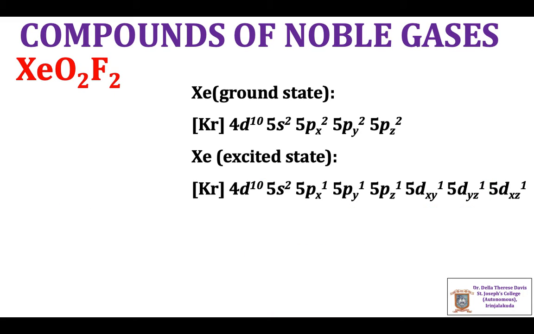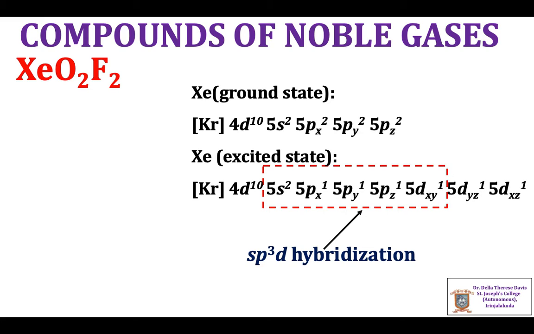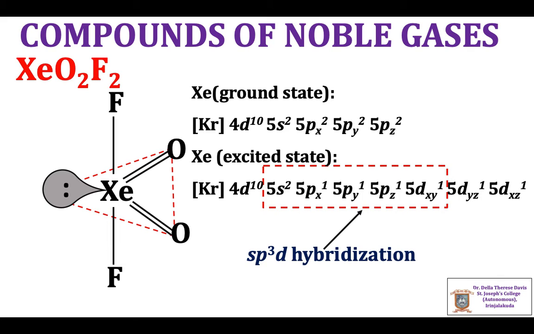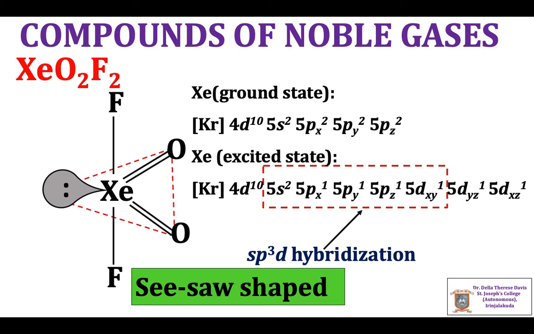Next compound is XeO2F2. Here xenon undergoes sp3d hybridization to form 5 hybridized orbitals, out of which one contains the lone pair. The other 4 half-filled hybridized orbitals are used for the sigma bond formation: 2 xenon fluorine sigma bonds and 2 xenon oxygen sigma bonds. The unhybridized half-filled d orbitals form pi bonds with the 2 oxygen atoms. The molecule has a seesaw shape.